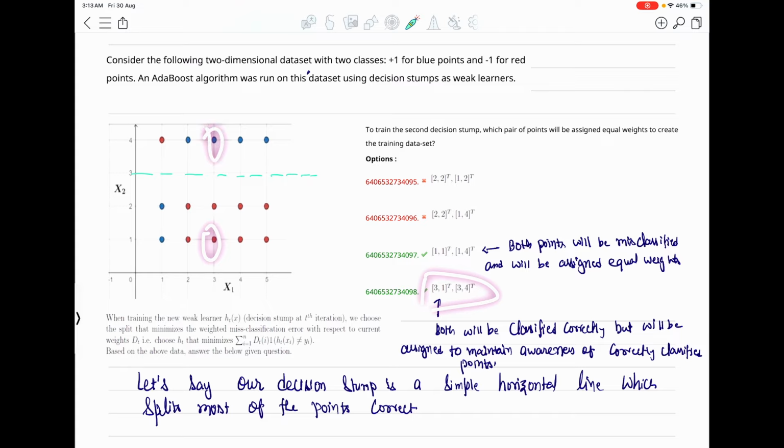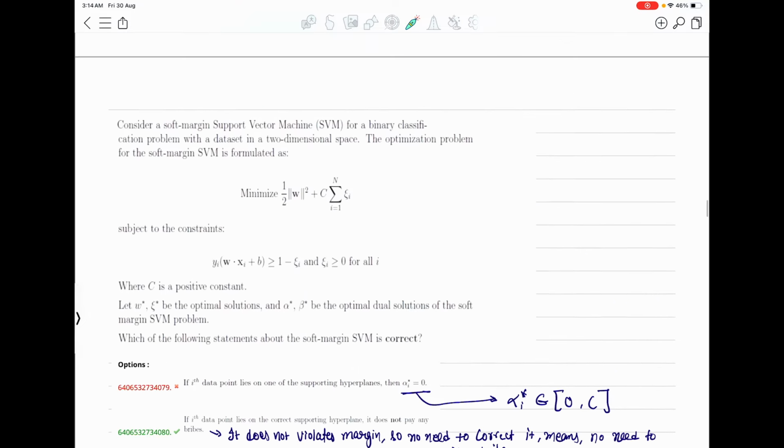3 1 is here and 3 4 is here, right? So will these points be given equal weight? Yes, these will be given equal weight, and these are correctly classified also, but we will choose this because we want our algorithm to maintain awareness about the correctness of the data as well. That we have already classified some data that is correct. So for that reason, we have to choose this also. It will also provide equal weight as well.